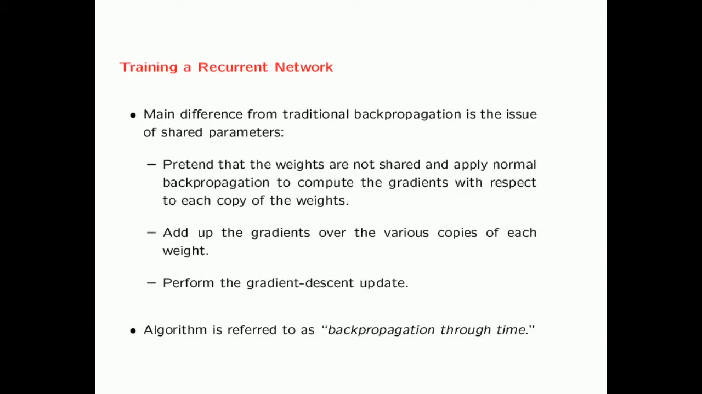So you have these weights like W_HH between hidden to hidden, input to hidden, or hidden to output. For each of the 8 copies, you will compute their gradients. And then all you do is add up the gradients over the various copies of the weights. And this is something that we already discussed in an earlier lecture, that's always how you handle shared weights. And then you perform the gradient descent update. And this algorithm is referred to as backpropagation through time.